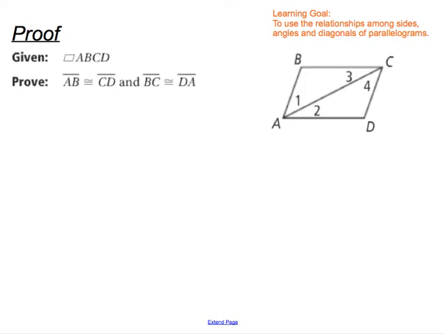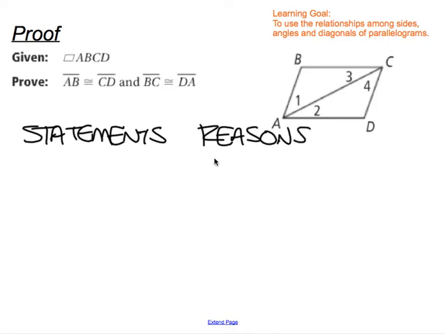I'm going to set this up as a two-column proof. So on one side I'm going to have statements, on the other side I'm going to have reasons. So my first statement is going to be that we have a parallelogram ABCD. So I'm going to say ABCD is a parallelogram. Now oftentimes you'll see me use the number sign to say parallelogram. This symbol is fairly difficult to draw. So a lot of mathematicians use the number sign to mean parallelogram. So ABCD is a parallelogram and this is given to us.